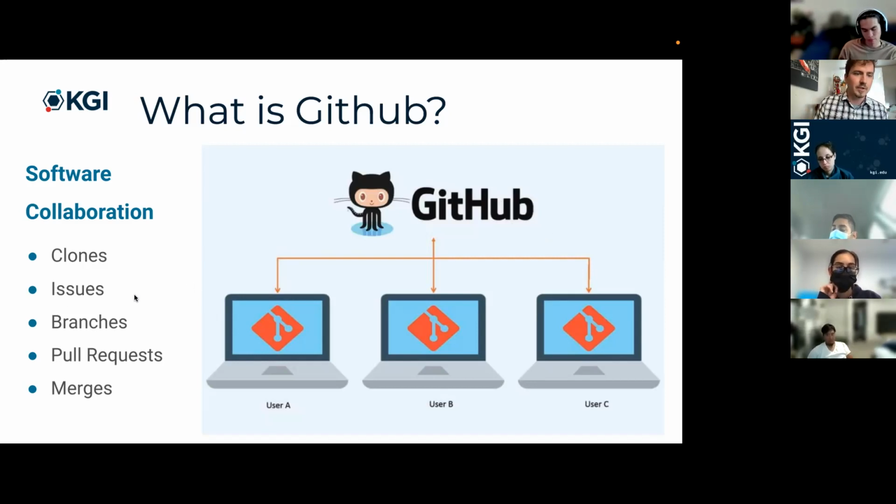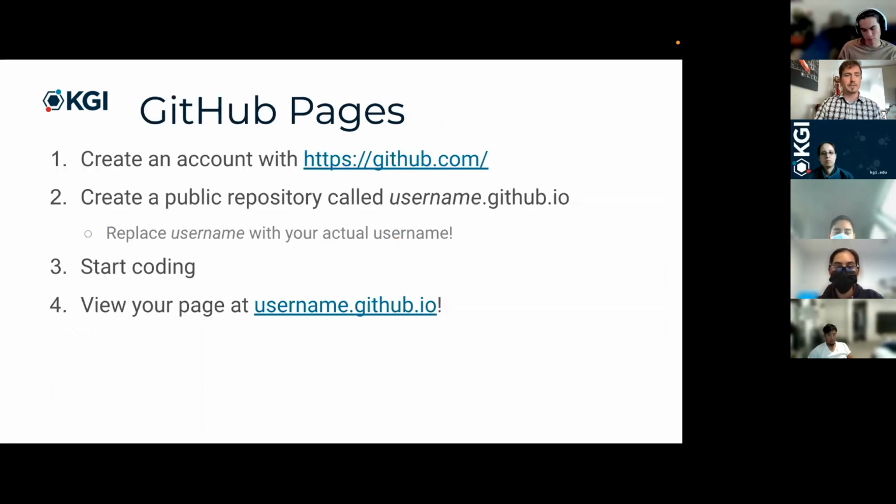Okay. So we're going to talk about clones, issues, branches, pull requests, and merges. Clones is the very first thing. So a clone is, how do you take what's in a GitHub repository and get that onto your computer? So let's say that I want to join an existing project, and I want to put that project's code onto my computer. I'm going to clone that code. Okay. So that'll be the first thing we talk about.